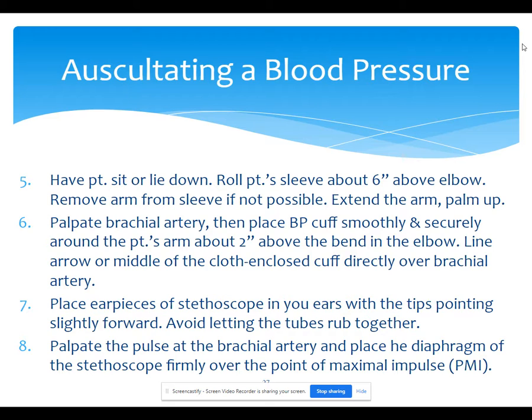Try to have them extend their arm, palm up, so their arm is rested, relaxed, and straightened. Then you're going to find the brachial artery, place the BP cuff over that, and smoothly secure it about 2 inches above the bend of the elbow. Use the arrow on the blood pressure cuff to line up with that brachial pulse that you found. And then you're going to put the earpieces of the stethoscope in your ear. When they're pointing forward, it's much more comfortable. And then you're going to find the brachial artery again and put that stethoscope right over that brachial artery.